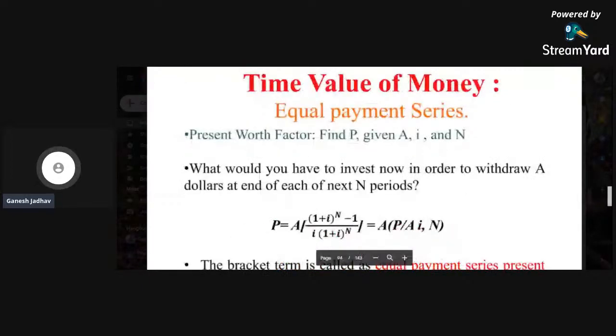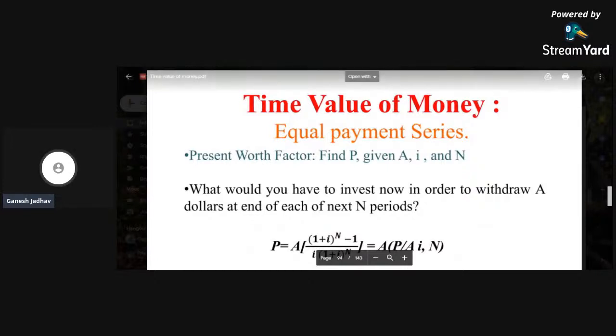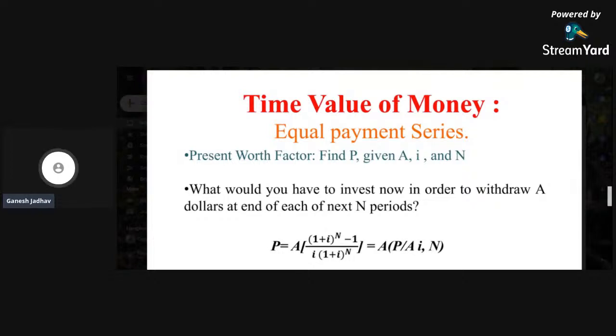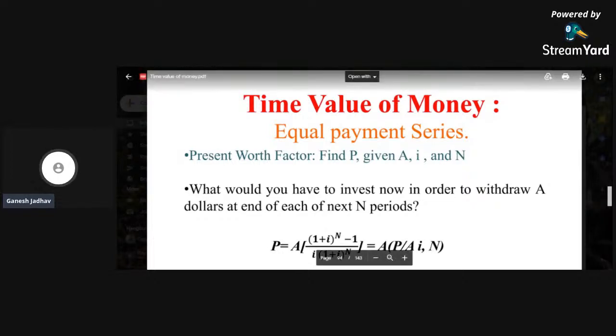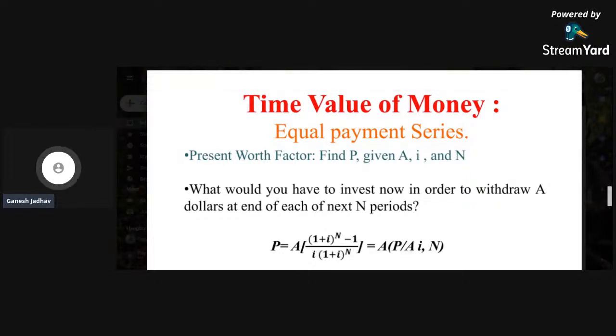Then another factor is the present worth factor. So how to calculate this present worth factor? Find P, given A, i, and n. You have to remember it. What is the actual factor? Finding P whenever A, i, and n are given, all these are the formulas.